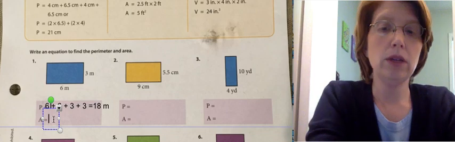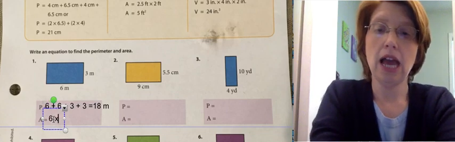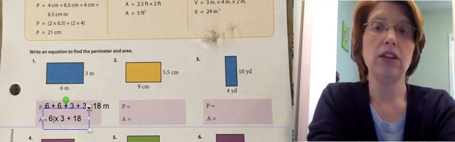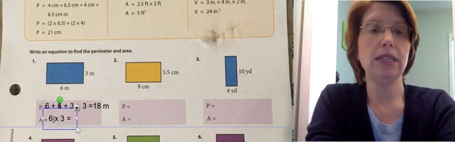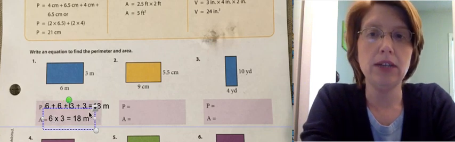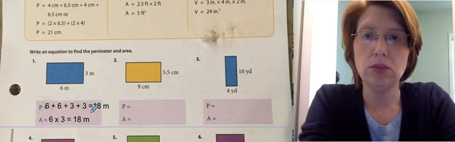And area would be 6 times 3, which would equal 18. Now that's interesting. That turns out to be the same. It's not always going to be the same. And that would be 18 meters squared. Don't forget to put your little squared symbol up here.